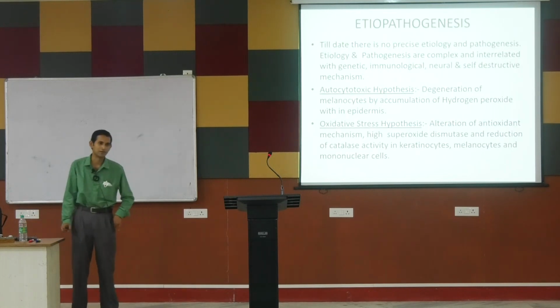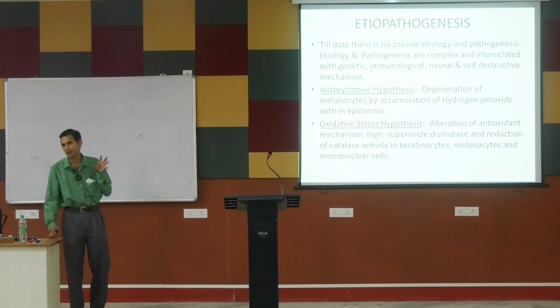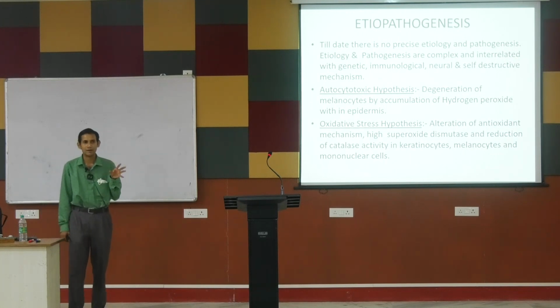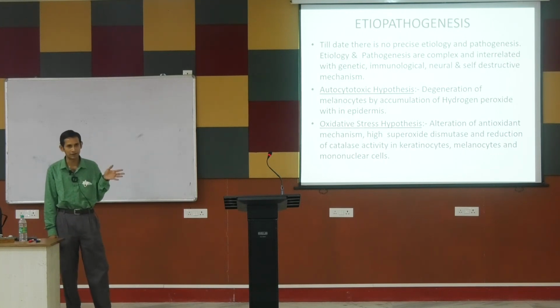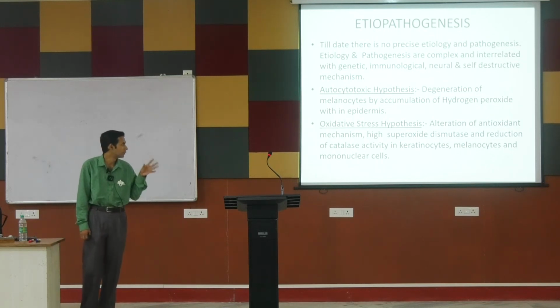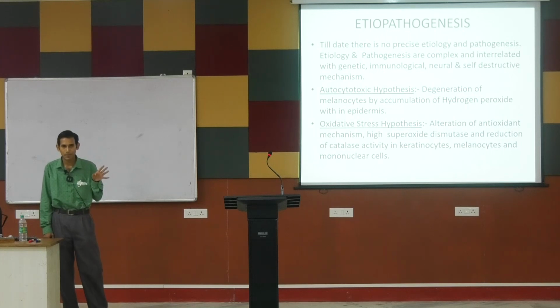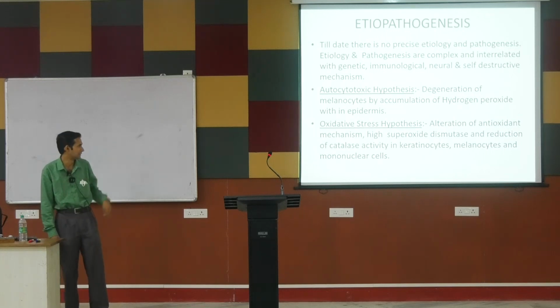Now the etiopathogenesis. What is the etiopathogenesis of vitiligo? Etiopathogenesis is complex. The exact pathogenesis is still not known. Several hypotheses are postulated. It is an autoimmune disease. Both genetic and non-genetic factors are responsible. The pathogenesis is related to genetic, immunological, neural, and self-destructive mechanisms. There are several mechanisms which can give rise to this type of disease.